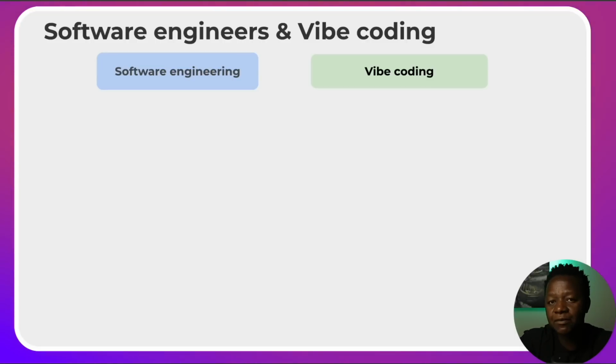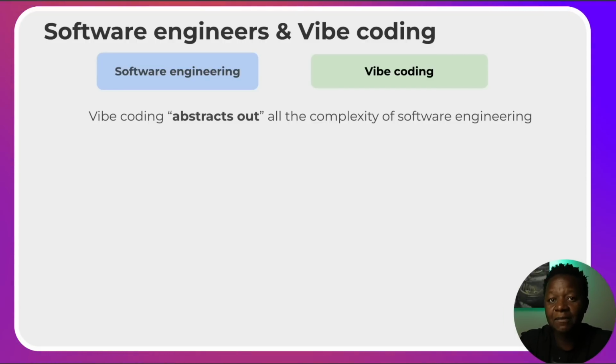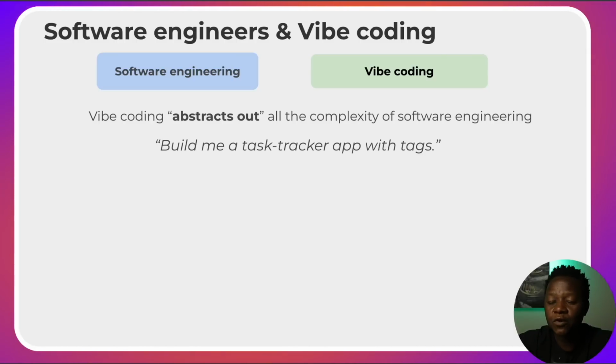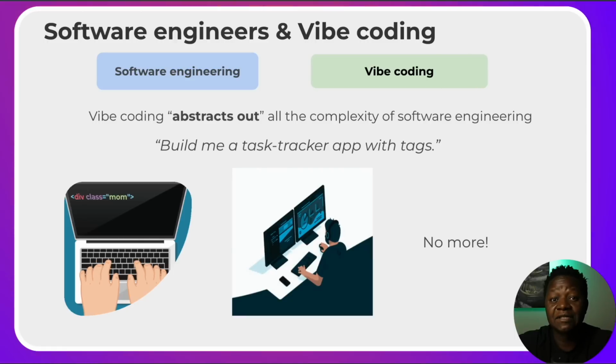And so it made me think, okay, if I put together software engineering plus vibe coding, then vibe coding allows us to abstract out all the complexity of software engineering, right? Because now we can just say, build me a task tracker app with tags, and that happens in the background. So I don't need to actually go and write the code myself. That didn't mean that I will be obsolete as a software engineer, or that software engineers are not needed anymore.